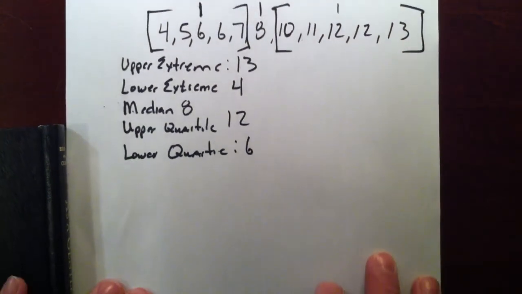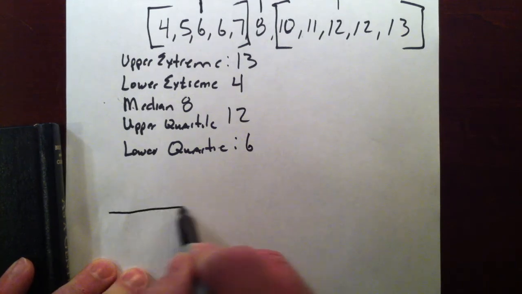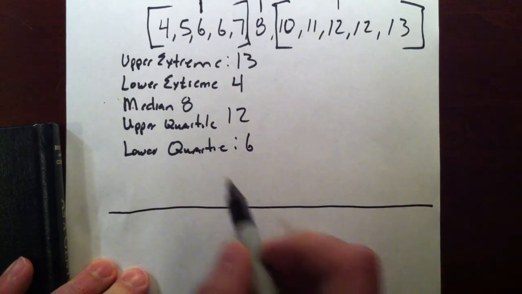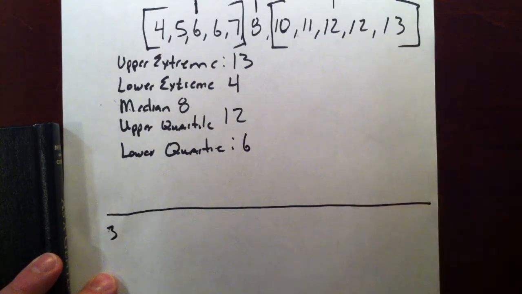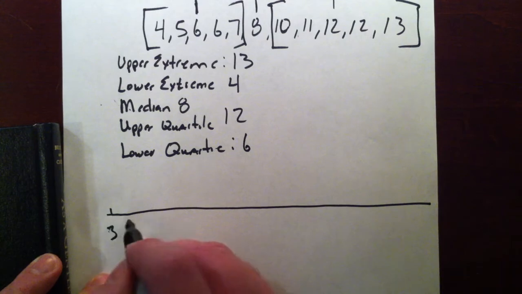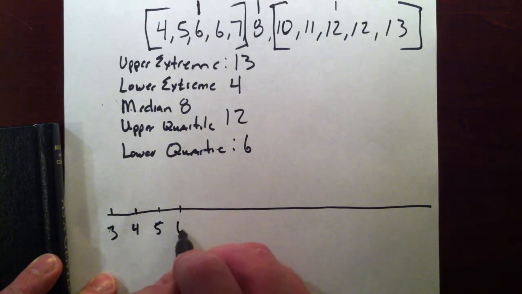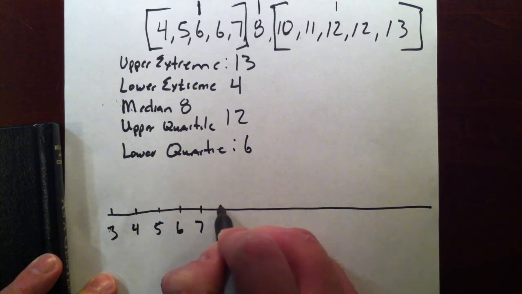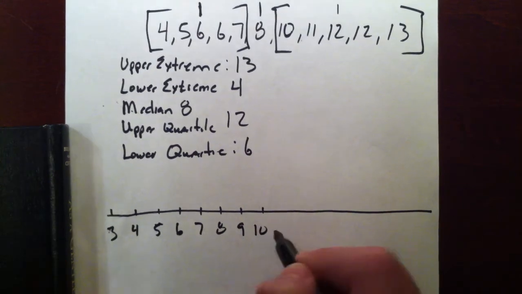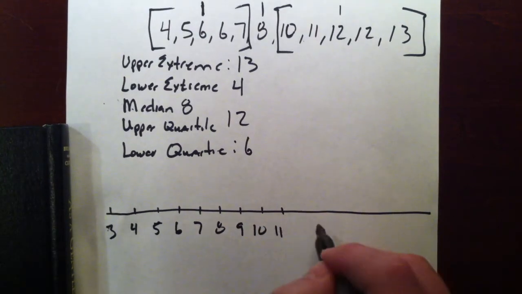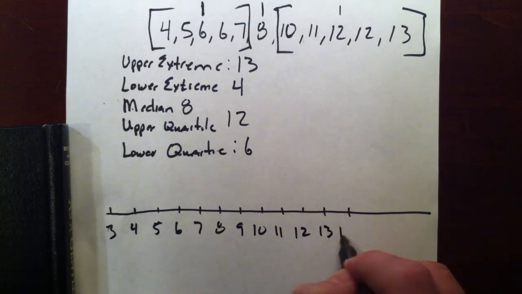So let's move this up here a little bit. We're just going to draw a number line. And let's start with about 3. We need to end with about 13 or 14. So we got 3, 4, 5, 6, 7, 8, 9, 10, 11, 12, 13, 14.